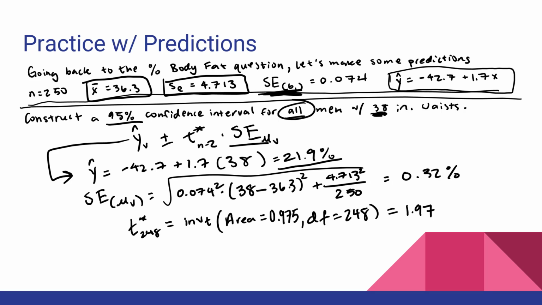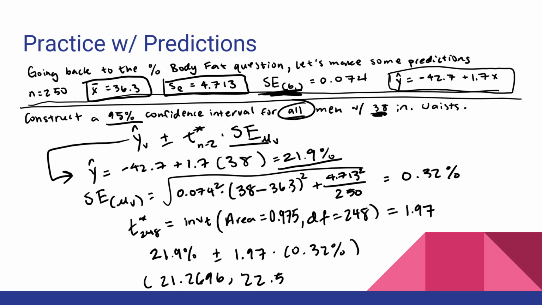So putting that all into our formula, we get a final confidence interval of 21.9% plus or minus 1.97 times 0.32%. That interval comes out to be 21.2696 to 22.5304. So what this means, if we were to interpret this interval, is that we are 95% confident that the mean percentage body fat for all men with 38-inch waists is between 21.2696% and 22.5304%.